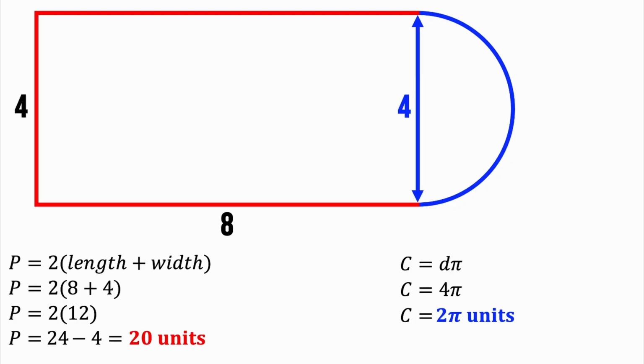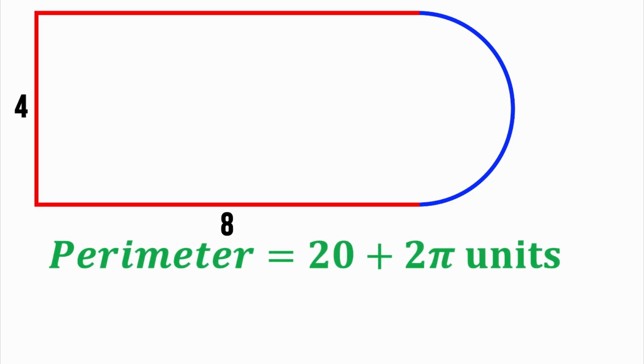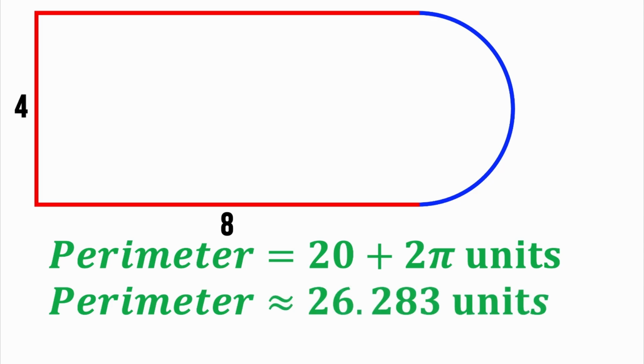Well, now that I've got the individual perimeters for both parts of the shape, all I need to do is add them together. So the perimeter of this total shape would just be 20 plus 2 pi units, or if I want to round my answer, perimeter is equal to approximately 26.283 units.